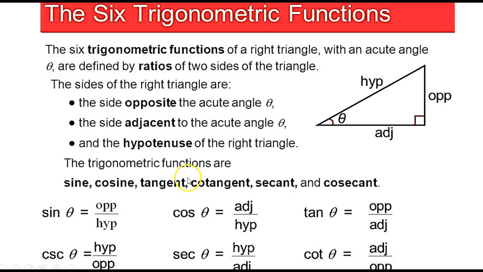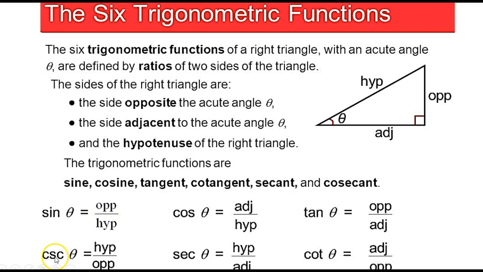So the 6 trig ratios are sine, cosine, tangent, cotangent, secant, cosecant. And sine, cosine, tangent, SOHCAHTOA, you already know from geometry. So sine is opposite over hypotenuse. Cosine is adjacent over hypotenuse. Tan is opposite over adjacent.